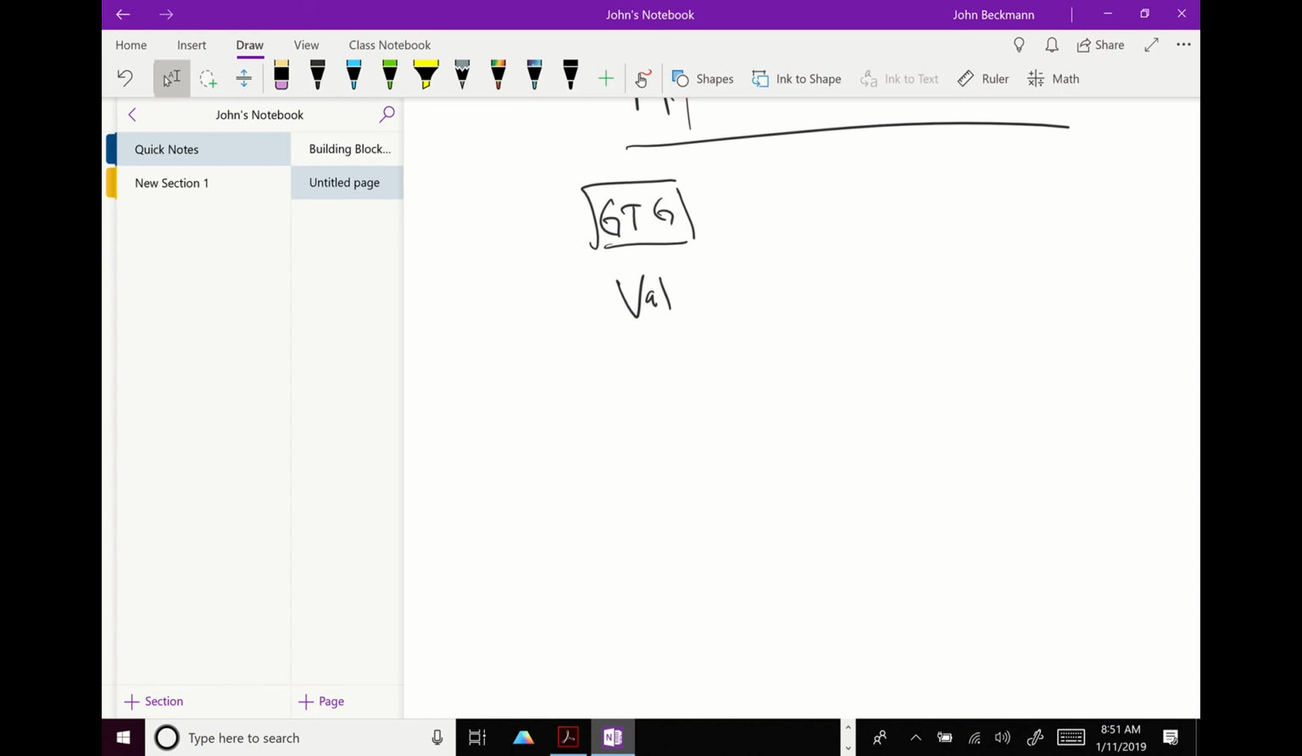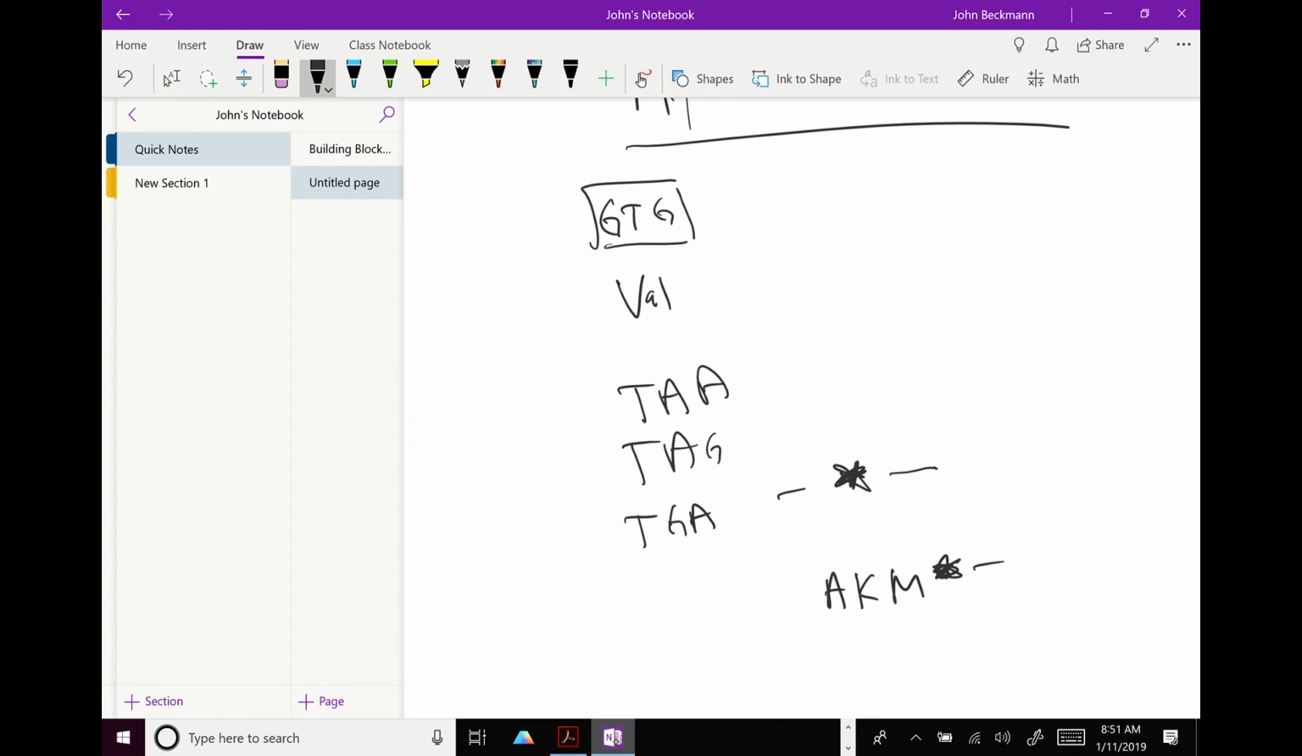You want to know your stop codons, TAA, TAG, TGA. Just memorize these. If you ever see a star, if you're writing out a sequence of a protein, so you have alanine, lysine, methionine, star, star means stop codon. So you designate your stop codon in the writing system with a star.